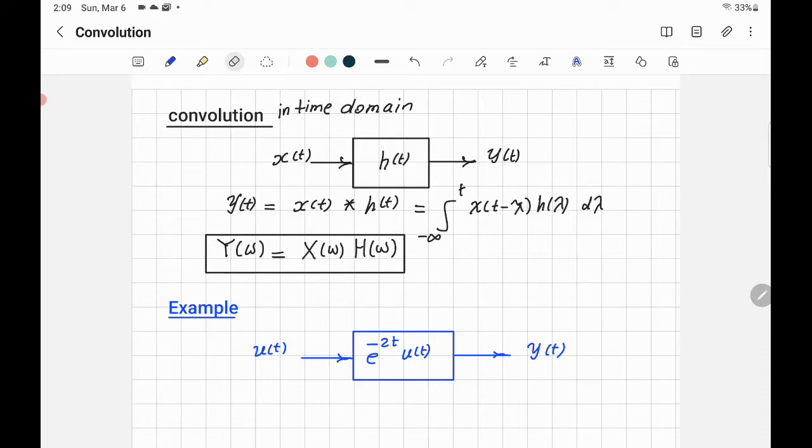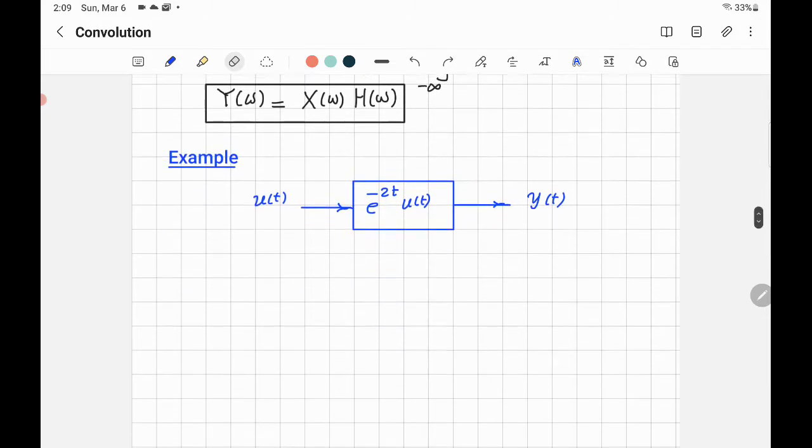And if you remember, when we did that in time domain, we did it by integration of x of t minus lambda, h of lambda, d lambda. But in Fourier transform, to do the convolution is really easy. You find the Fourier transform of the input signal x of t, that will be X of omega, and find the Fourier transform of the impulse response h of t, H of omega, multiply, then you get the response in frequency domain. Okay, let's take an example.